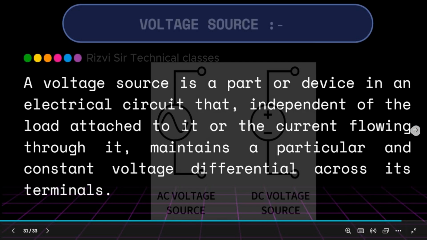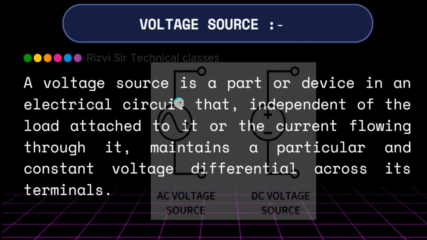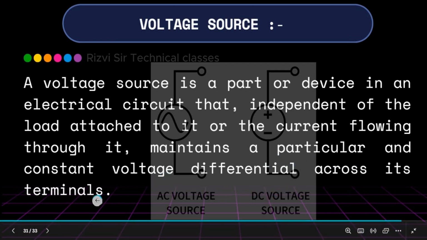Let's see, what is a voltage source? A voltage source is a part or device in an electrical circuit that, independent of the load attached to it or the current flowing through it, maintains a particular and constant voltage differential across its terminals.